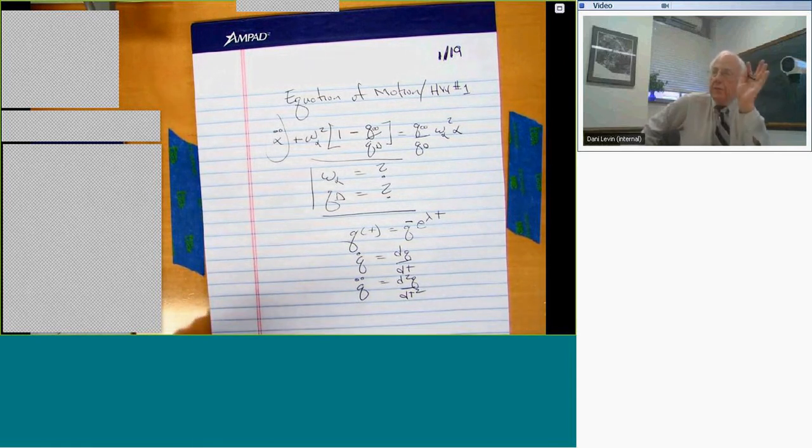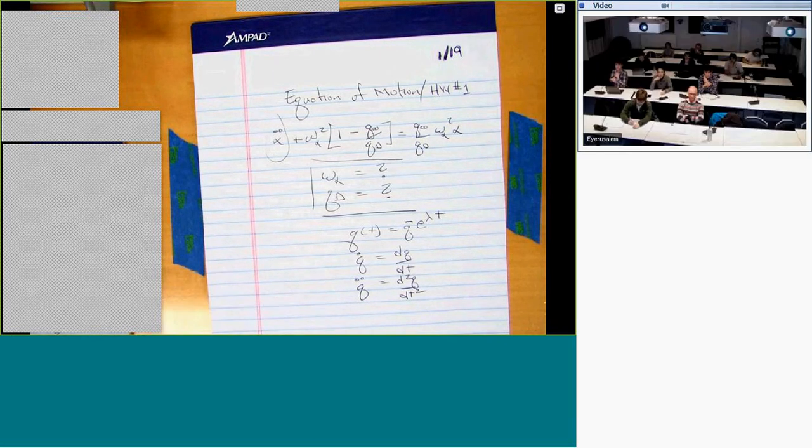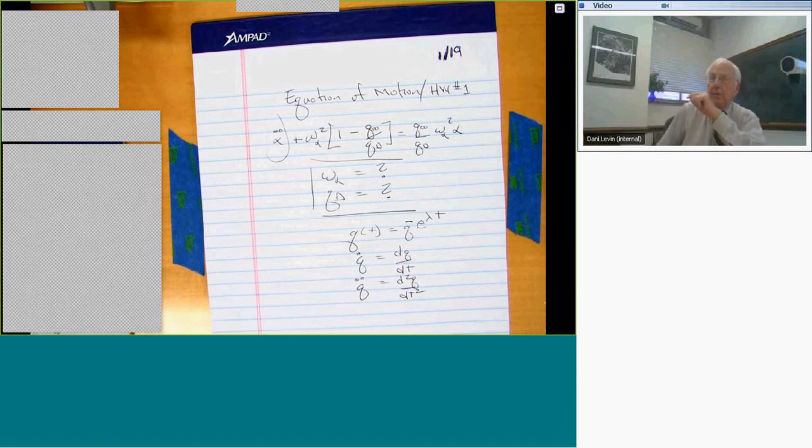I'm looking for one more word. So it's second order. It's an ordinary differential equation. And there's one other important characteristic that we often... It's constant also. Linear. Ah, it's linear. I thought we'd never get there. Linear.